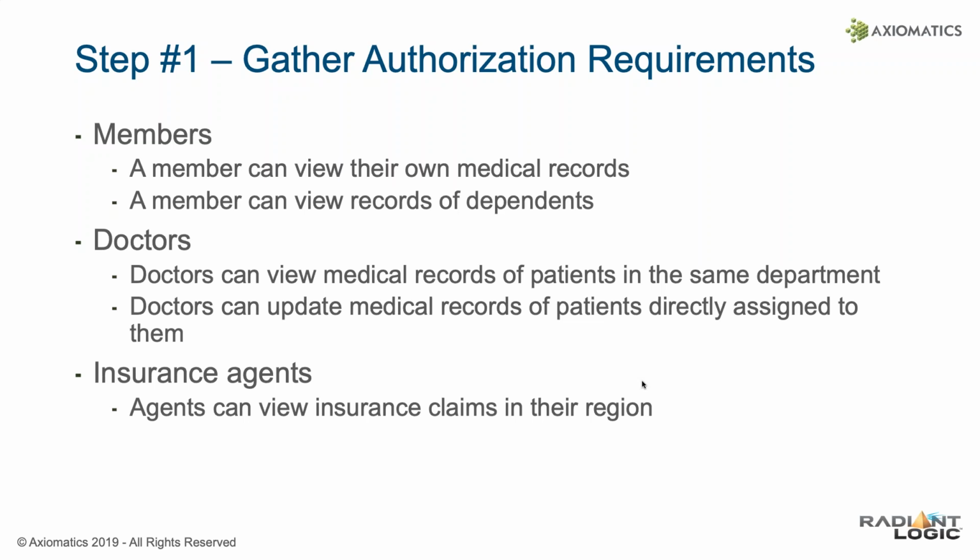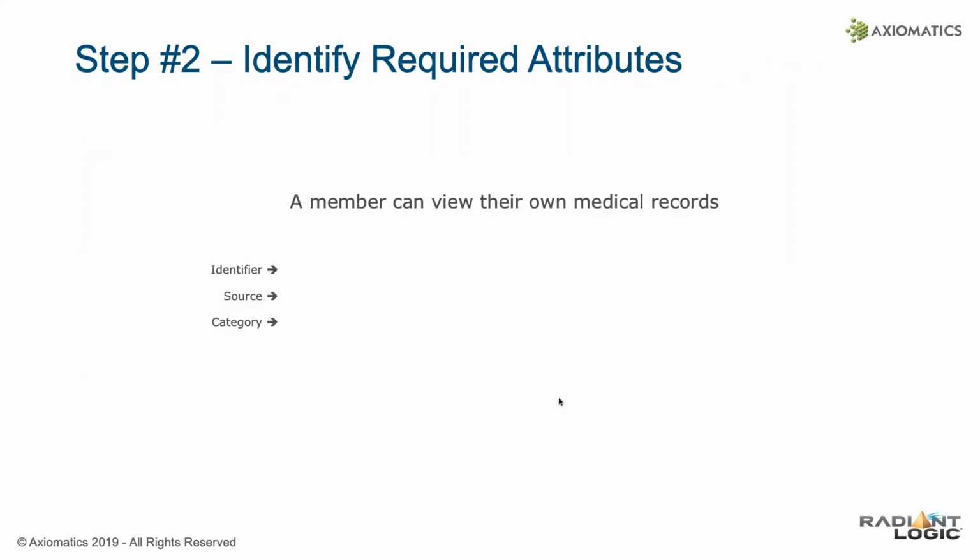And then you have other kinds of third parties, agents, in this case insurance agents, or maybe administrative staff. But in this case, agents can view insurance claims in their own region. And if we start to break down these kinds of statements, what emerges is the metadata model. This starts to define or call out the different attributes that we use within the policies. And then you can also look at, well, where do these different attributes come from?